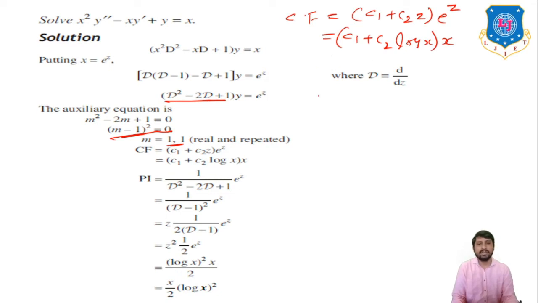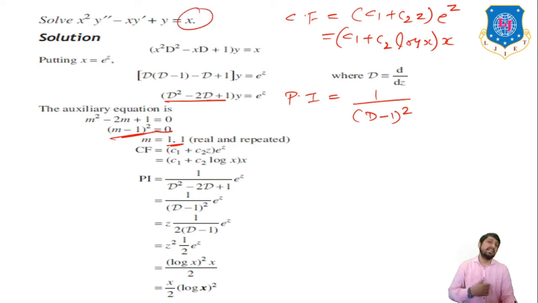Now the particular integral is 1 upon D square minus 2D plus 1, so 1 upon D minus 1 whole square, and this acts on x. But we write x in terms of z, because this D is now not d by dx, it's d by dz. So the right hand side function x, I write as e raised to z. Now this is exactly case 1, so I apply the case 1 shortcut method.